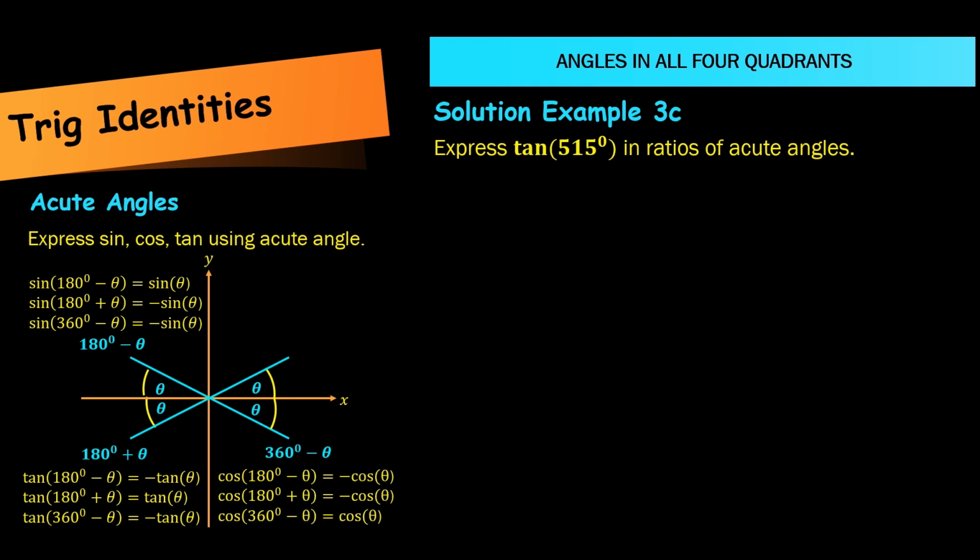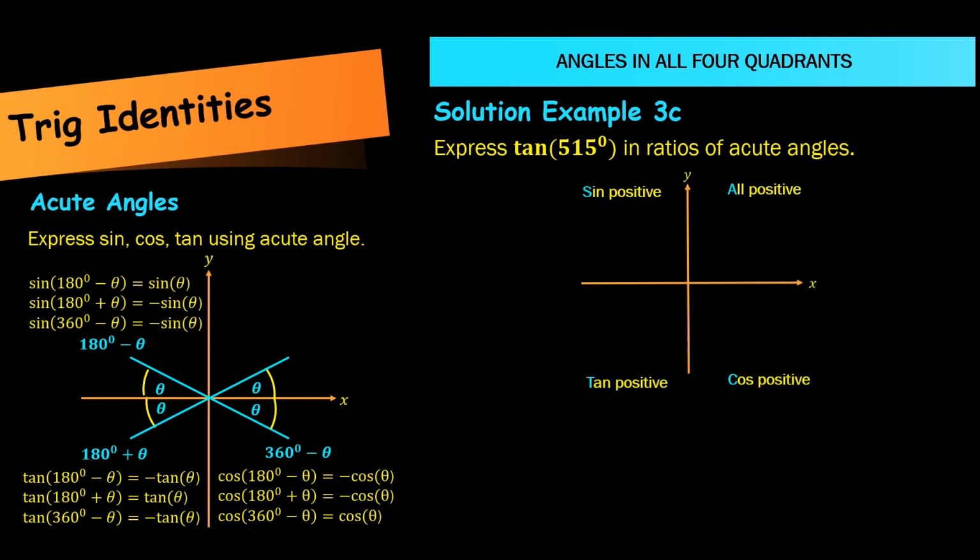And now finally let's solve example 3c. We are required to express tan 515 degrees in ratios of acute angles. Again, here's the CAST diagram. Here's 515 degrees. Remember, this is one complete rotation plus another rotation, which is partial, and the partial rotation is 90 degrees plus 65 degrees.